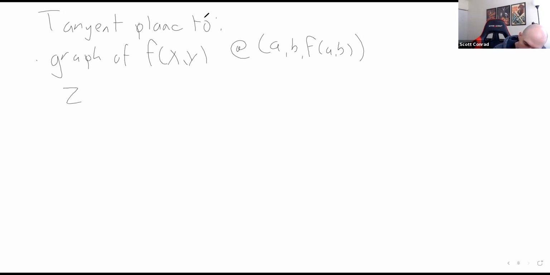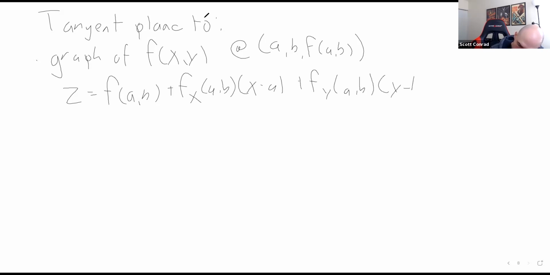z is equal to f(a,b) plus the partial of f with respect to x at (a,b) times (x minus a), plus the partial of f with respect to y at (a,b) times (y minus b). So that formula only works if your surface is the graph of a function of two variables.